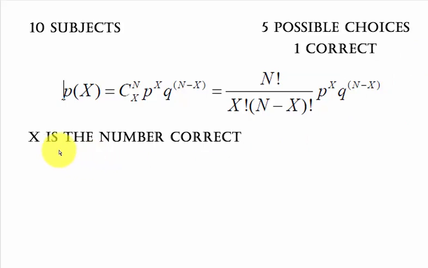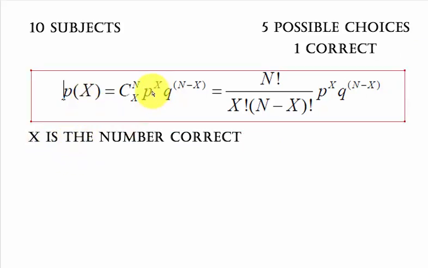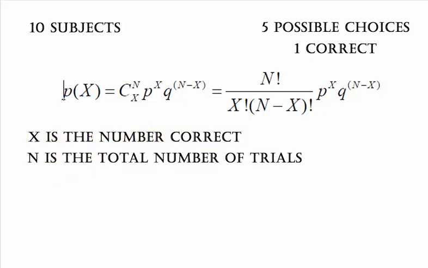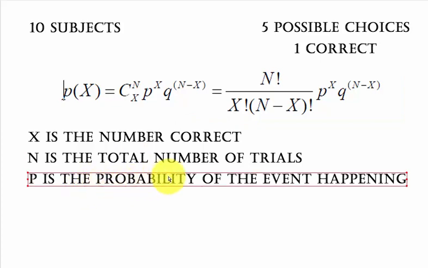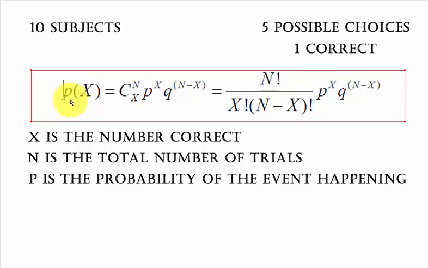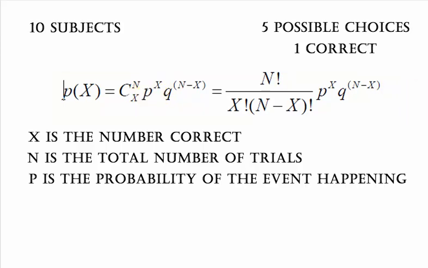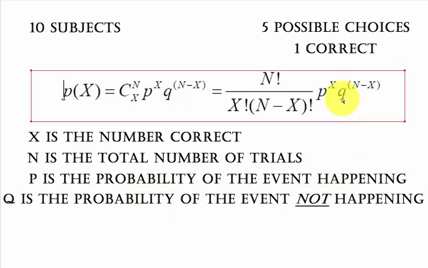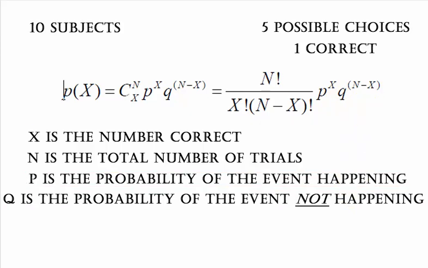So X, all the little X's in here, that is the number of correct. So that's going to change, right? N is the total number of trials. N is always 10. P is the probability of the event happening. So there's 2 P's. P stands for probability outside here of the parentheses. Don't confuse that with the P inside the equation. The P inside the equation is the probability of the event happening, and that's 1 out of 5. And Q is the probability of the event not happening. So that's simply 1 minus 1 out of 5.